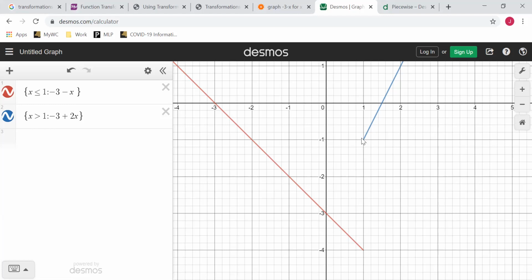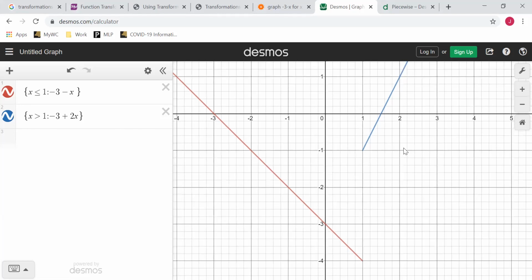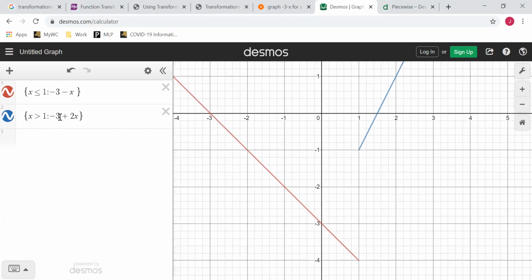If I use an open circle on the blue line, it says, no, don't use the blue line. When x is equal to 1, use the red line because it doesn't have that open circle. That open circle is like saying, no, not this one. So imagine there's an open circle here at this point. And then when x is greater than 1, we get a line that has a y-intercept of negative 3 and a slope of positive 2. So it's now a positively sloped line.